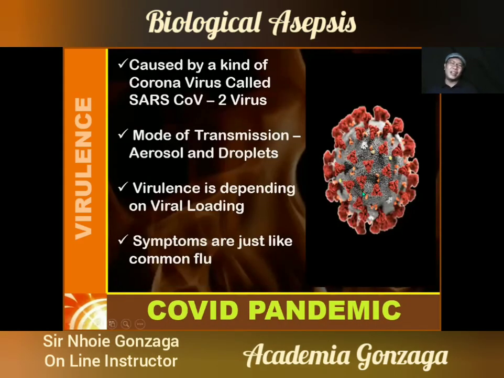Now, let us go to the very popular coronavirus that caused the COVID pandemic. The COVID-19 is caused by a kind of coronavirus called the SARS-CoV-2 virus. This is the specific virus causing COVID-19. The mode of transmission: how are we infected with the coronavirus causing COVID?